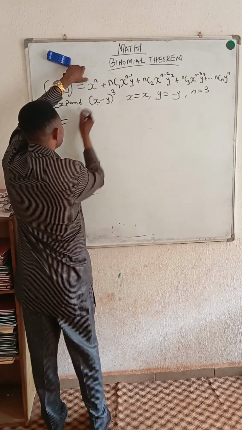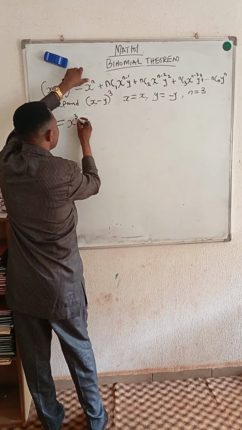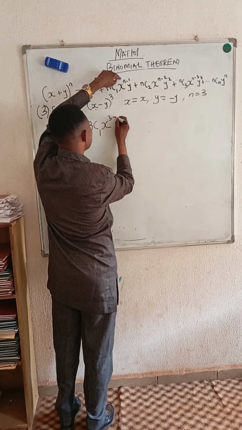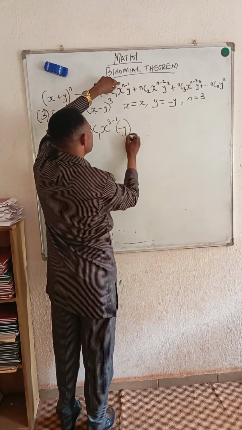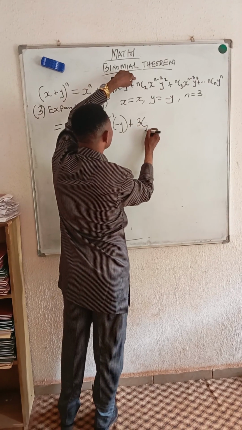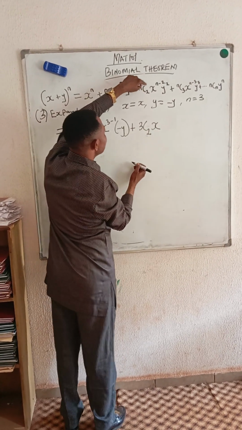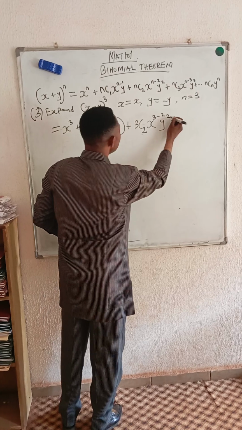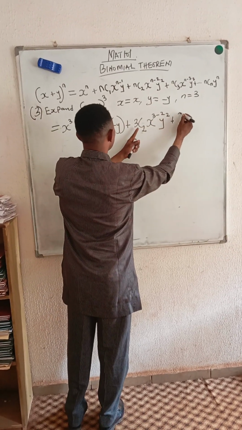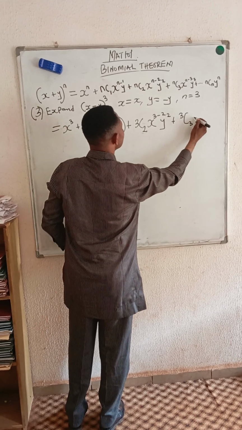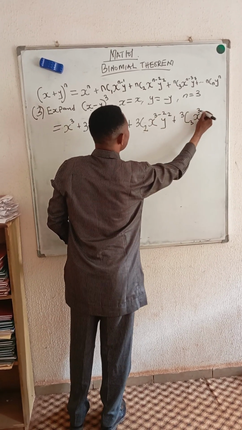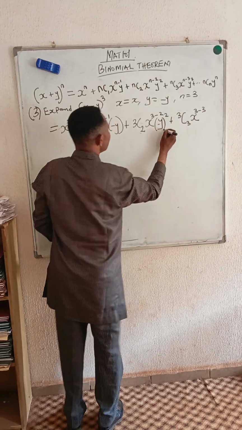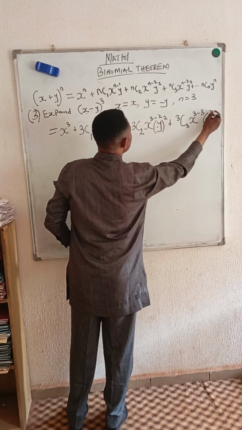So now let's start. x is x power n, which is 3, plus what is n? 3 combination 1, x is still x, n is 3 minus 1, then y is minus y, plus what is n? 3 combination 2, x is still x, then what is my n? n is 3 minus 2, then y is squared, plus n is still 3, and 3 combination 3, then x, 3 minus 3, and y is minus y, here y is minus y power 3.